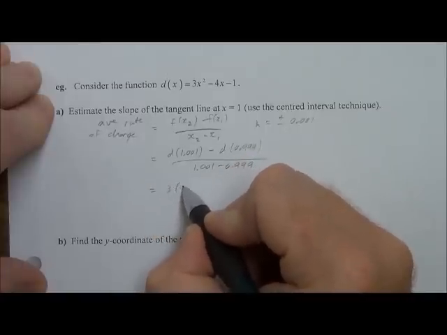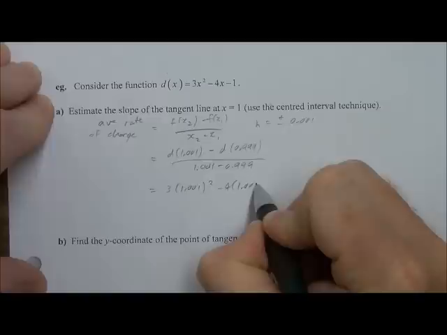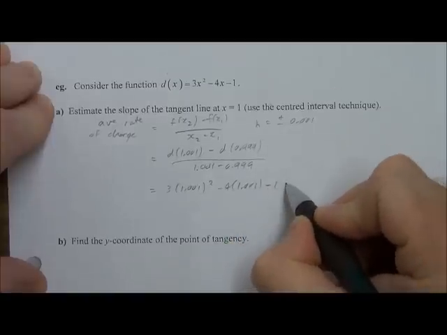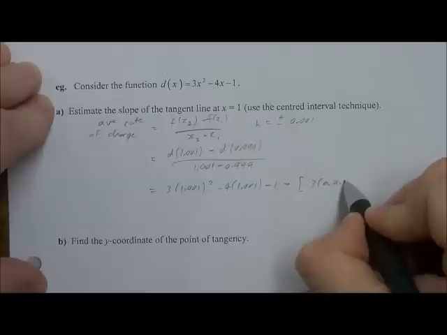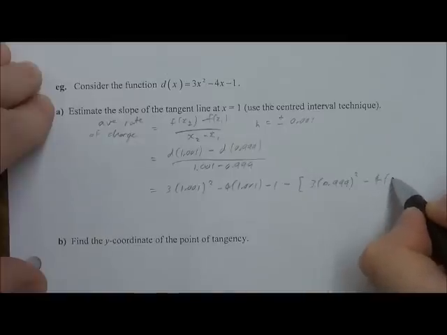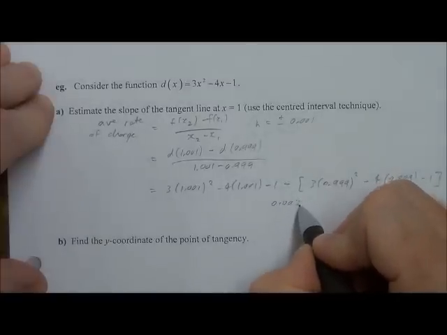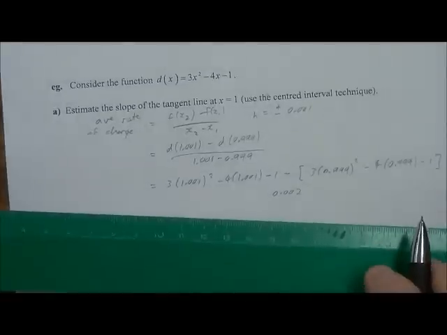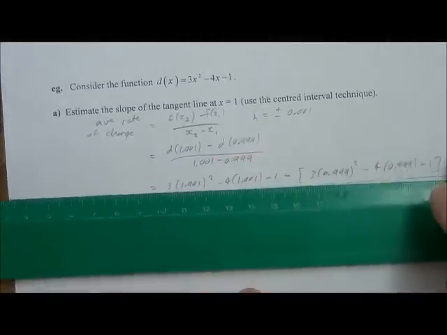So we've got 3 quantity 1.001 squared minus 4 quantity 1.001 minus 1, minus, and we substitute in 0.999 in for x for the second part of this, and that gets placed over 0.002, which is 1.001 minus 0.999.